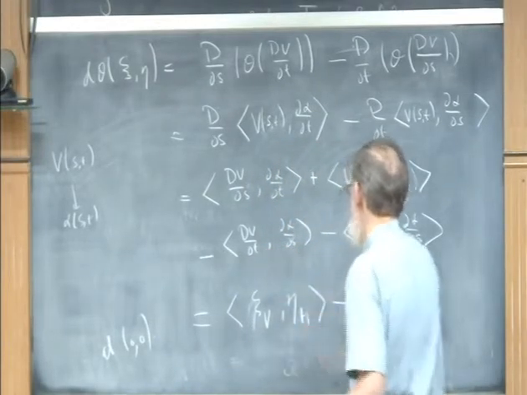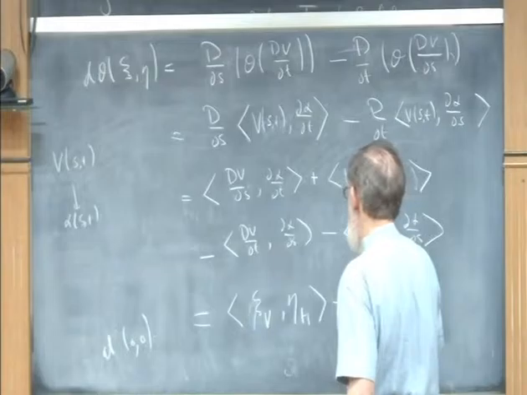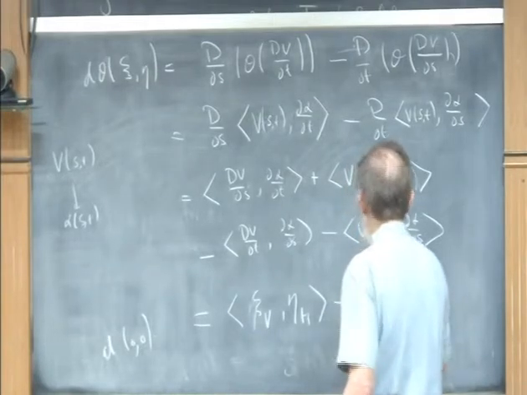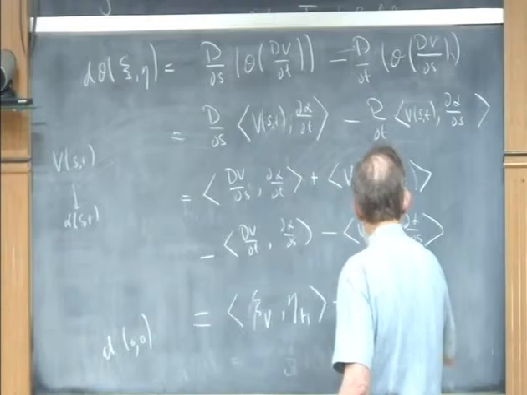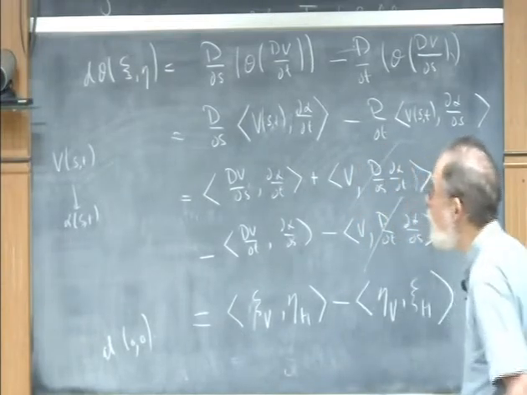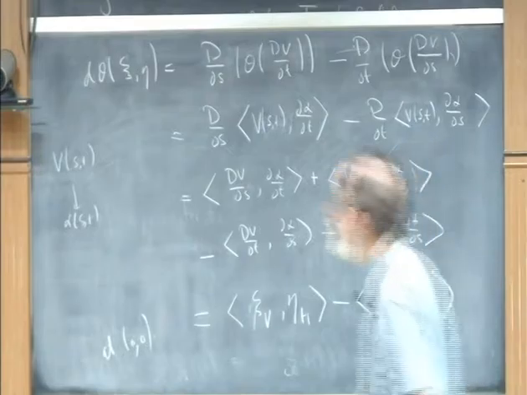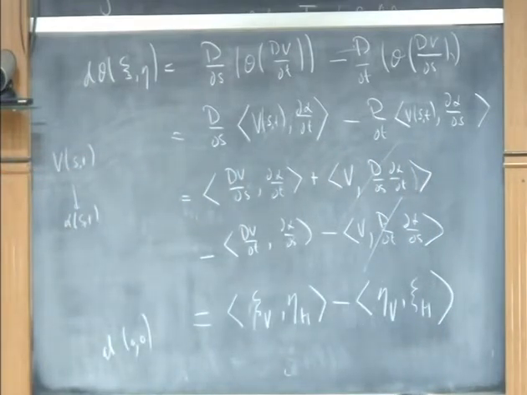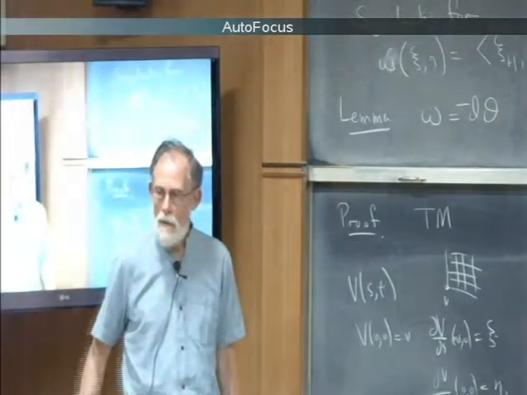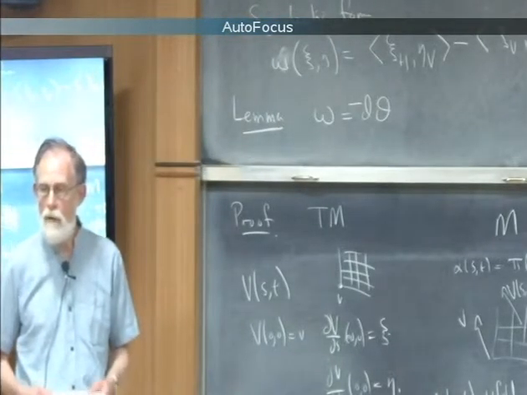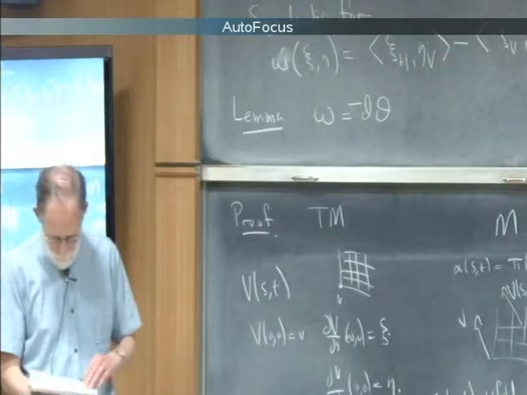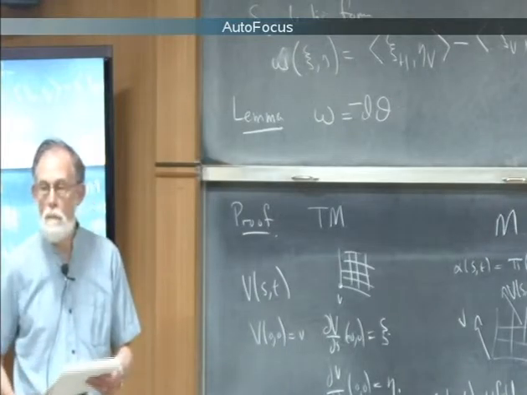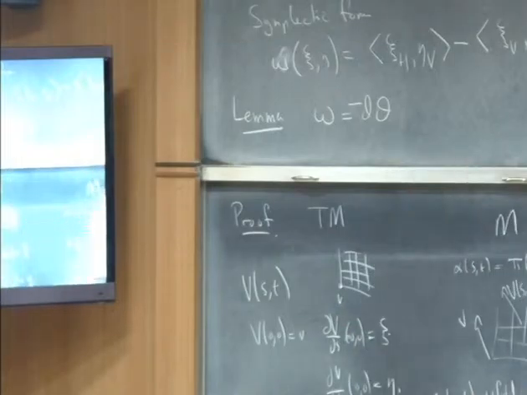And now I get minus the vertical part of eta with the horizontal part of xi. And I appear to get minus theta. Okay, well, I knew I was going to get one or the other. So now whether it's plus or minus doesn't make a lot of difference. Okay, so that's a calculation.